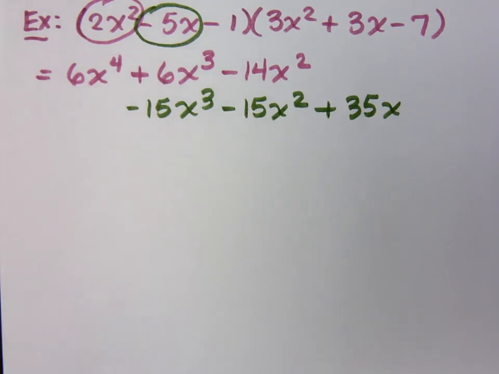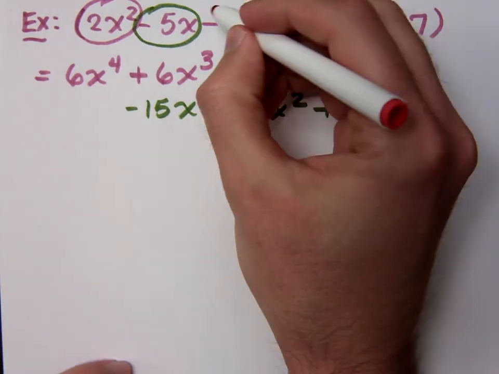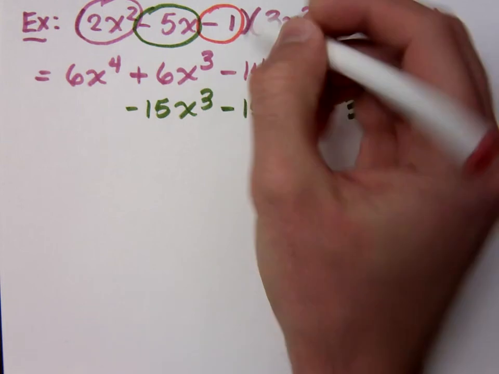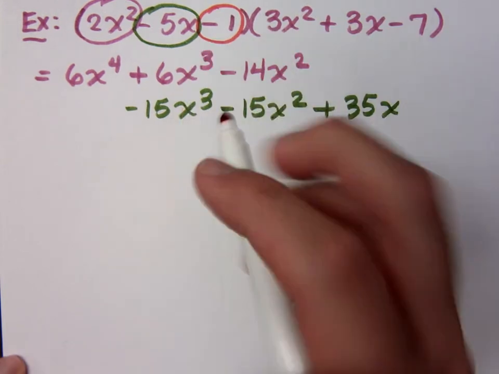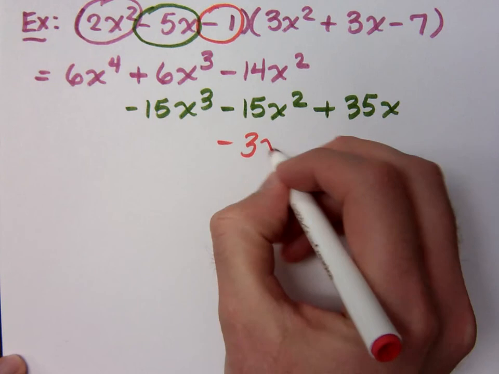And then let's take care of that minus 1. Multiplying times negative 1 should be pretty easy. So negative 1 times 3x squared is minus 3x squared.